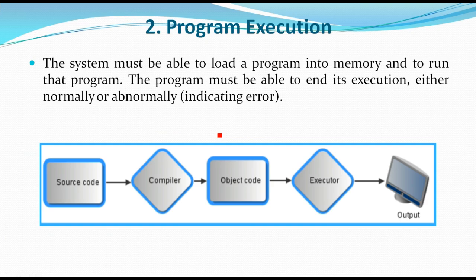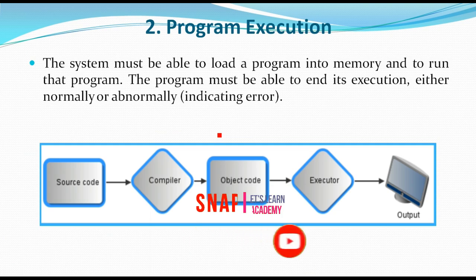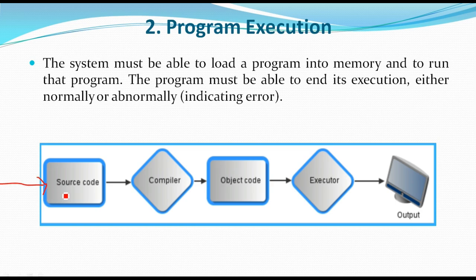The second service we can get from the OS is program execution. In program execution, you can see there is a figure. When we enter the source code, which is nothing but writing a program, then compiling it, that compiled code is converted into object code, and thereafter that object code is executed, and then we get the output.